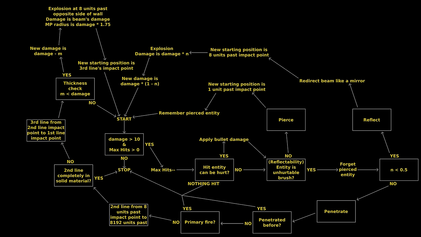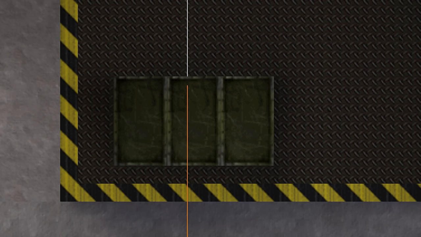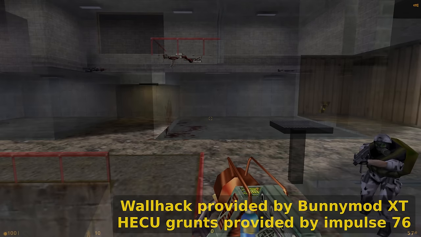A beam can continue to reflect or pierce after penetrating. As mentioned before, the second line starts 8 units past the point of impact. This could lead to it skipping over a very thin gap, which is definitely convenient. Similarly, the penetration explosion starts 8 units away from the far side of the wall, so it can spawn inside something, which will cause the damage to not decrease with distance. This is a process which some have dubbed nuking. Here are some nukes that you do and don't know.